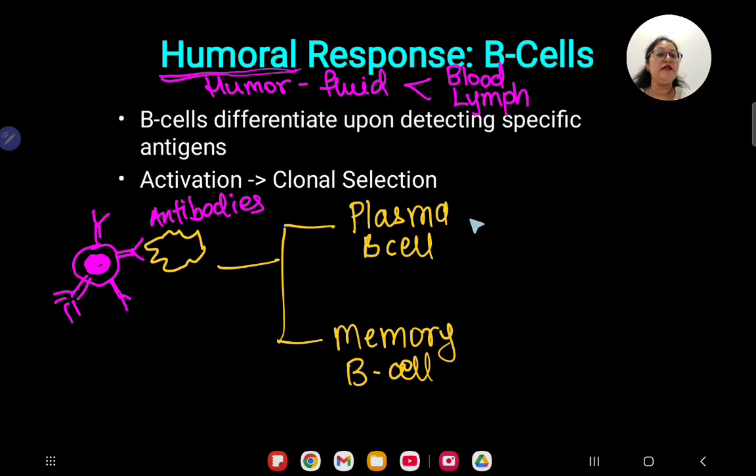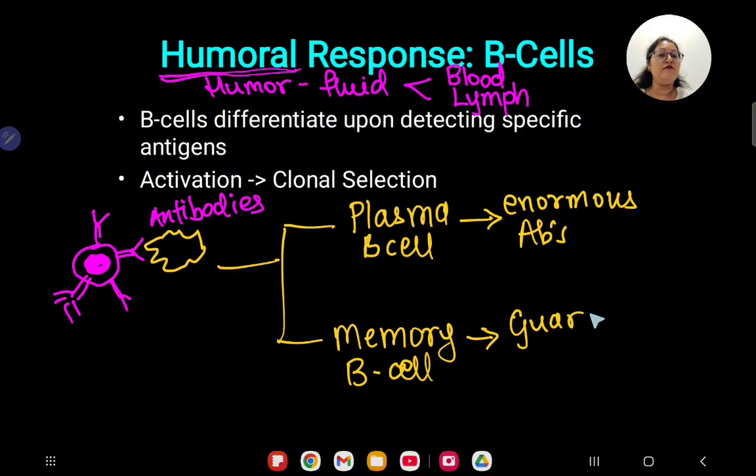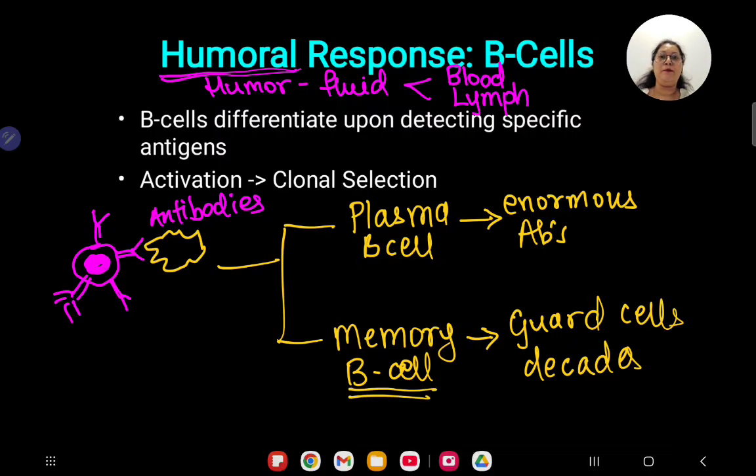This plasma B cell is going to secrete an enormous amount of antibodies, through the humor part of our body, the blood and the lymph. What happens to this memory B cell? This memory B cell is going to be like a guard forever in our body. Forever is an overstatement. It's mainly for decades. It is going to be a guard cell in our body for decades. Guard cell meaning what? This memory cell will keep the recipe to eliminate this type of pathogen, and for decades it is going to go on.